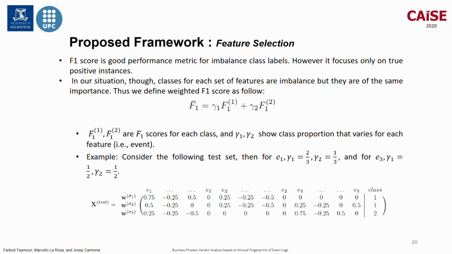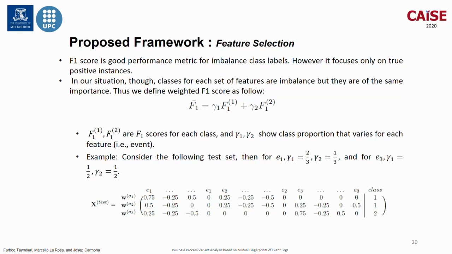Since the proportion of the class labels might be imbalanced for each event or a set of features, F1 score is a good performance metric. However, it considers only the true positive instances. In our situation, although classes are imbalanced, they are of the same importance. Thus, we propose a weighted F1 score as defined here, where F1_1 and F1_2 are F1 scores for each class, and the gammas show the class proportion, which varies for different subsets of features.